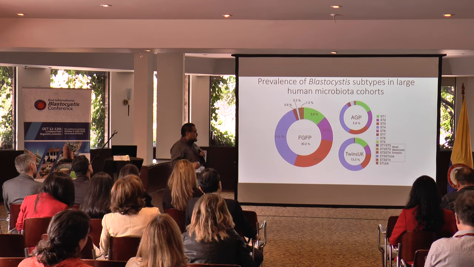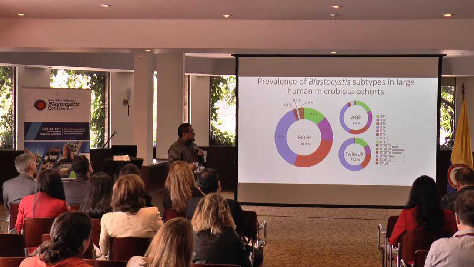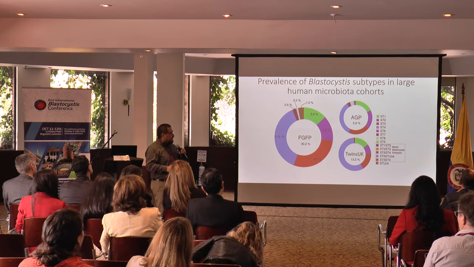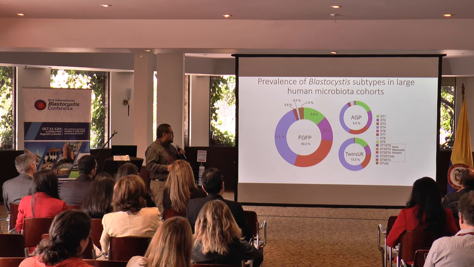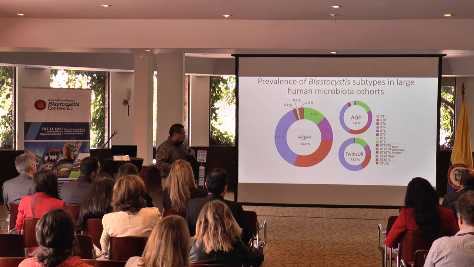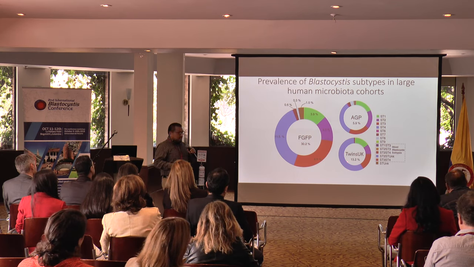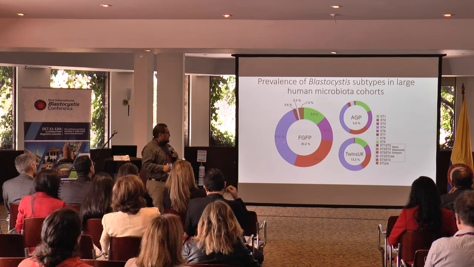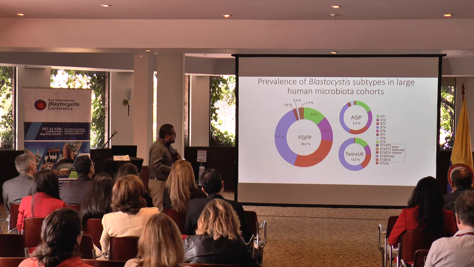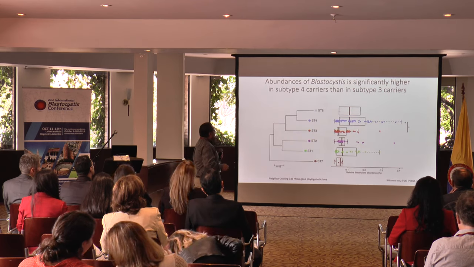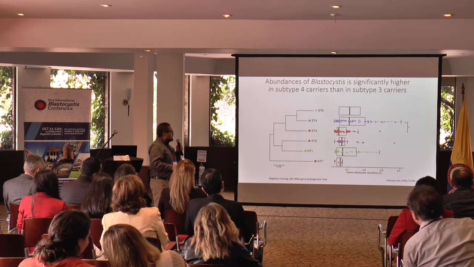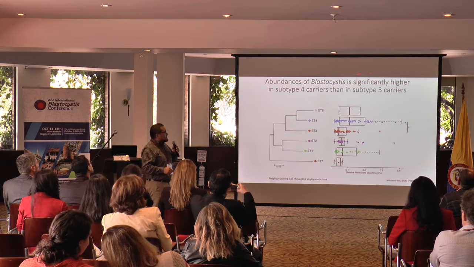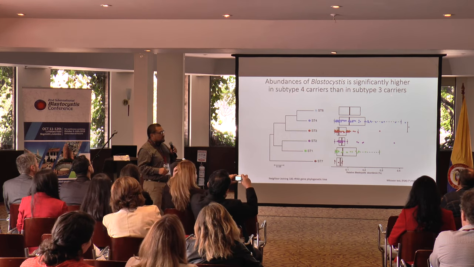And in the case of the American Gut Project, we have the 4, but then we have 6, 7, 8, 9, and some mixed carriers. And the UK is quite similar to the Flemish Gut Flora Project, although the prevalence of subtype 4 is significantly higher compared to the prevalence of subtype 4 in the Flemish Gut Flora Project. Now, comparing relative abundance between the different subtypes, we found that abundance of Blastocystis is significantly higher in subtype 4 carriers than in subtype 3 carriers.